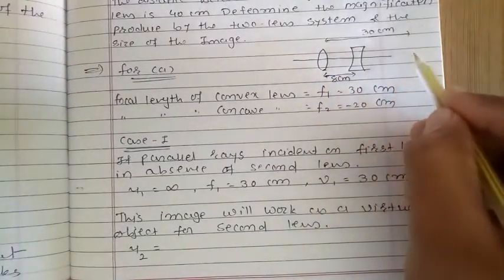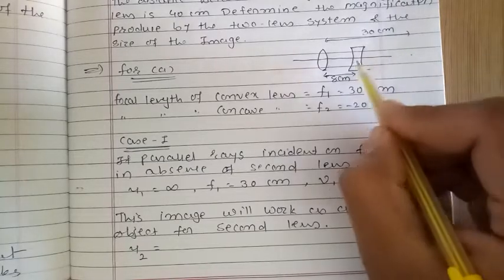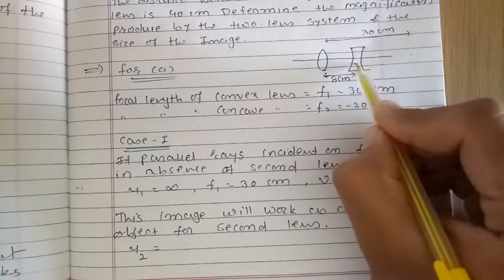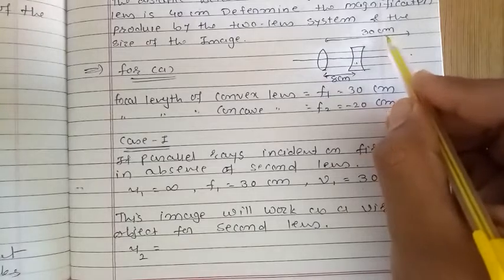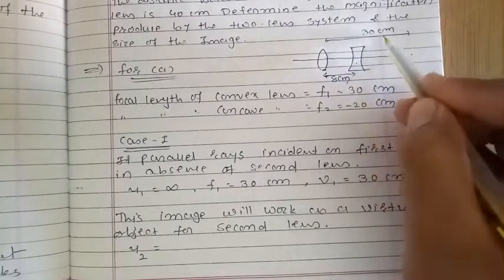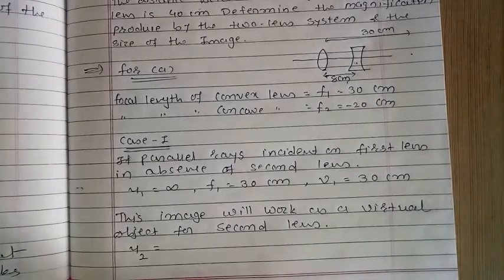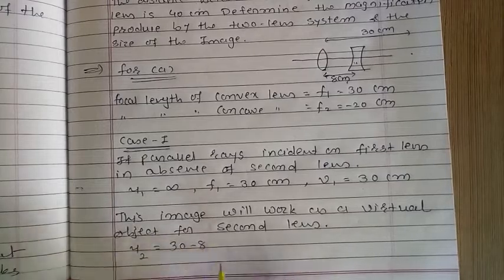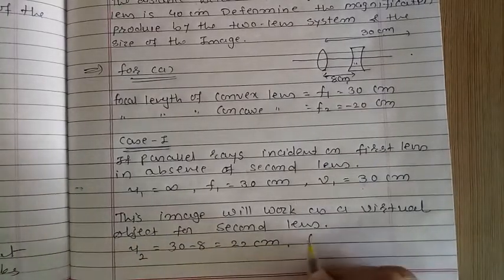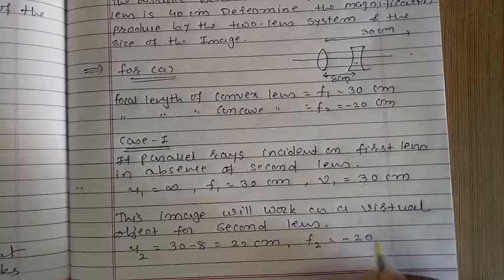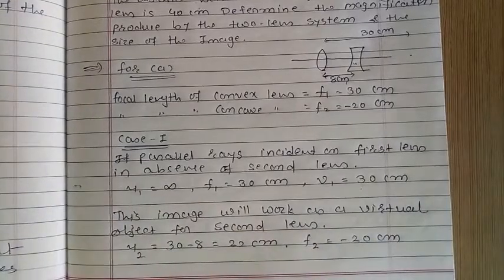So here this image acts as a virtual object for our second concave mirror. The object distance: we have to subtract 8 from 30, so 30 minus 8 is 22 centimeter. We know the focal length f2 is minus 20 centimeter. So we have to find out the image distance.